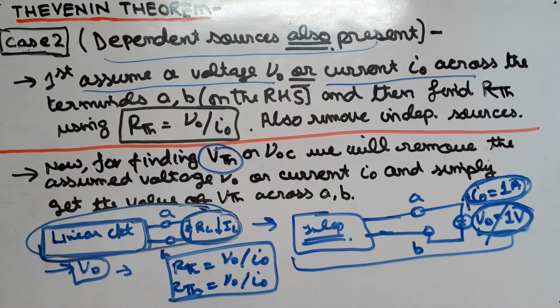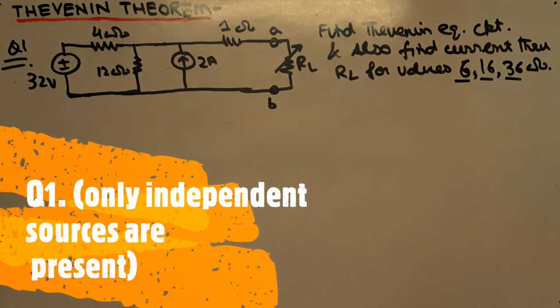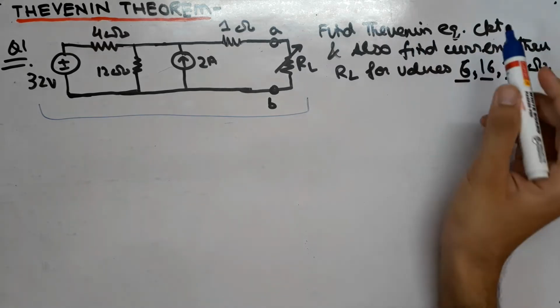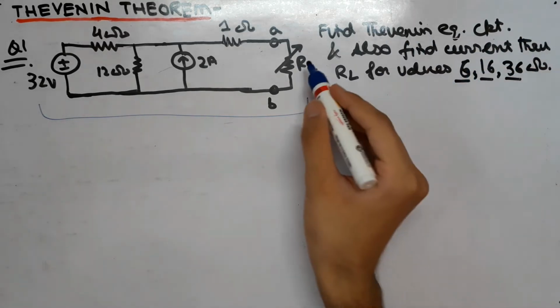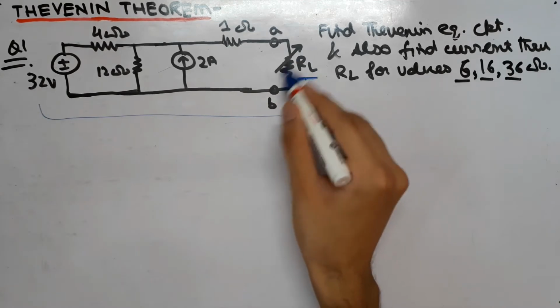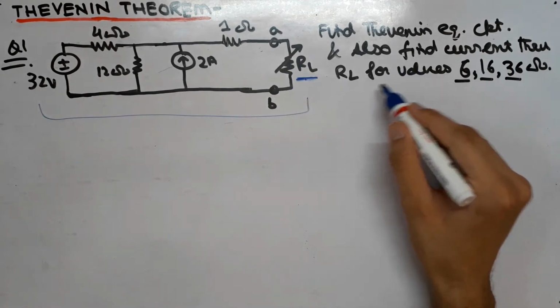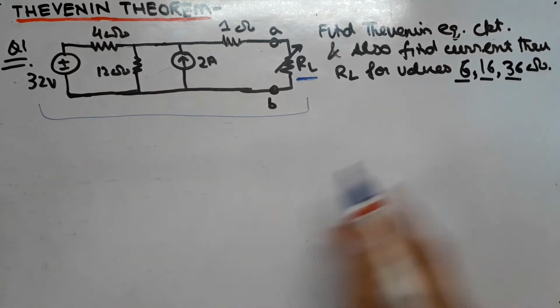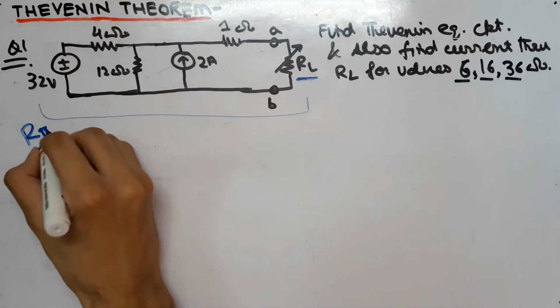Now in question number 1, we can see that only the dependent sources are given to us. So we will apply case 1 over here. According to the question, we have to find the Thevenin equivalent circuit, and we also have to find the current across RL, that is this resistor, which is a variable resistor, when the values of RL are 6, 16 and 36. So our first step should be to find RTH.